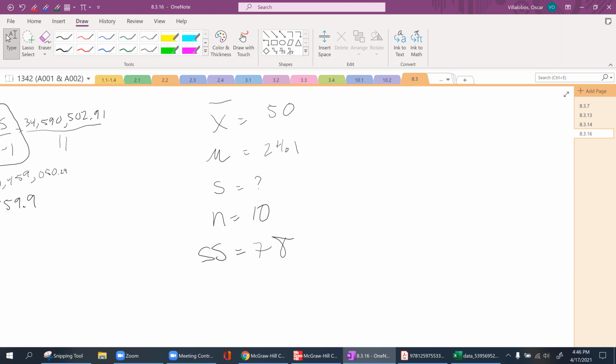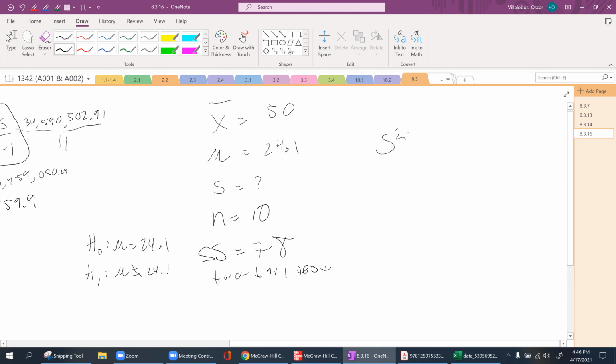So if I tell you to do a two-tailed test, your null hypothesis would be mu equals 24.1, and the alternative mu cannot equal 24.1. Meaning, you really need the sample standard deviation. They gave me SS, the sum of squares, but the professor said I can use this to find variance.